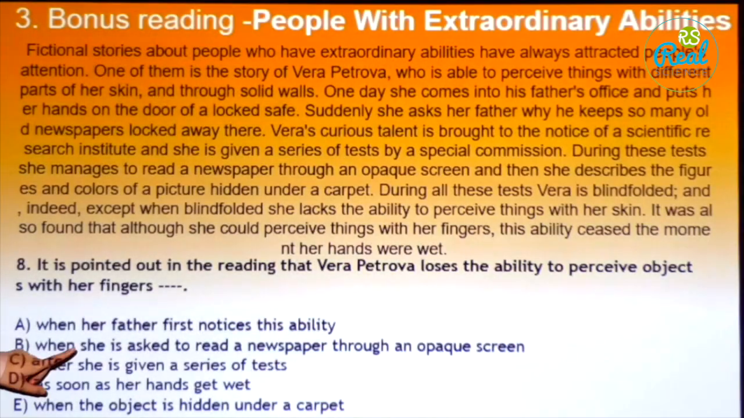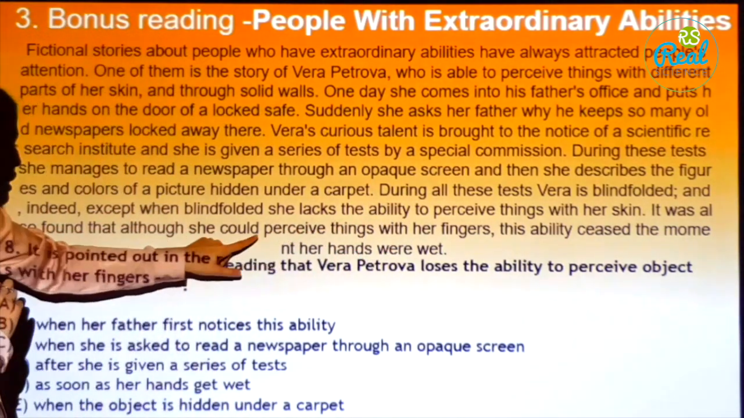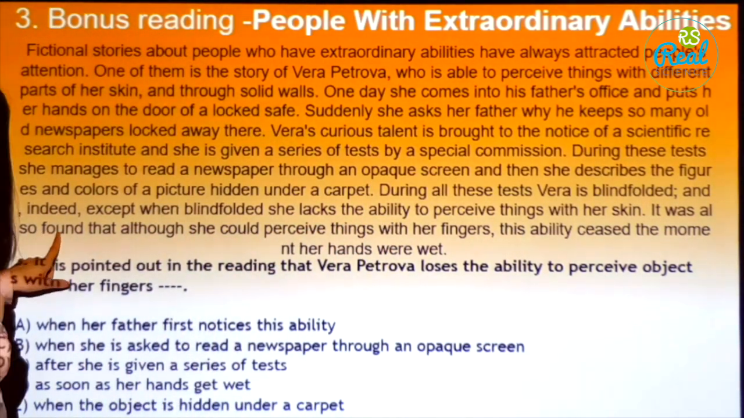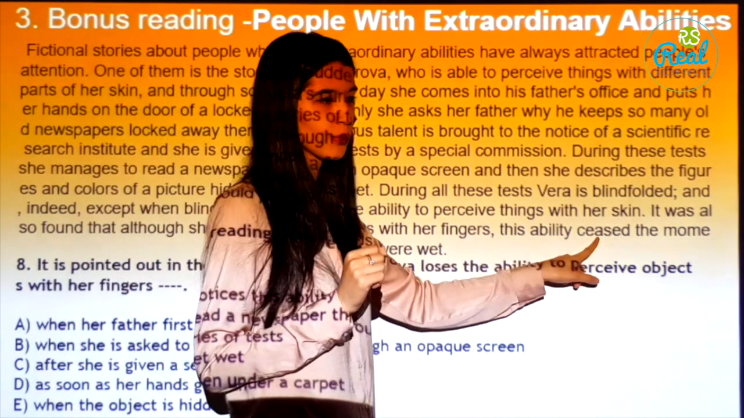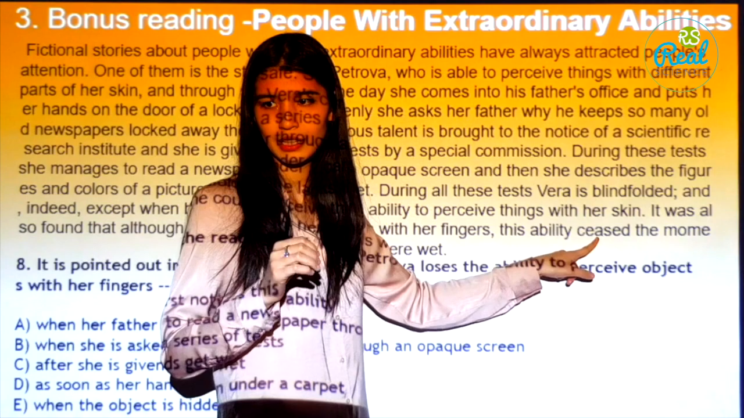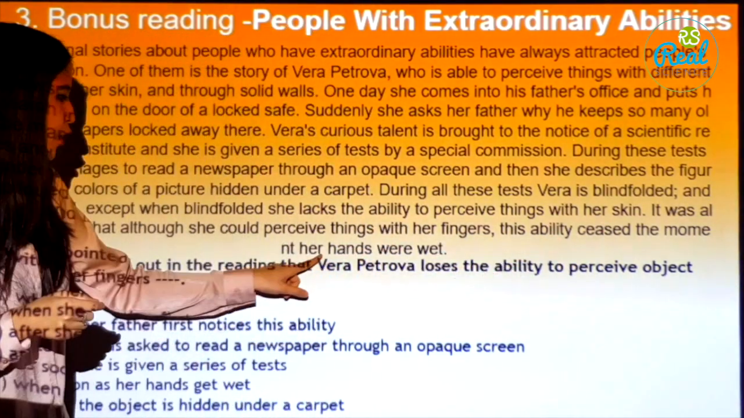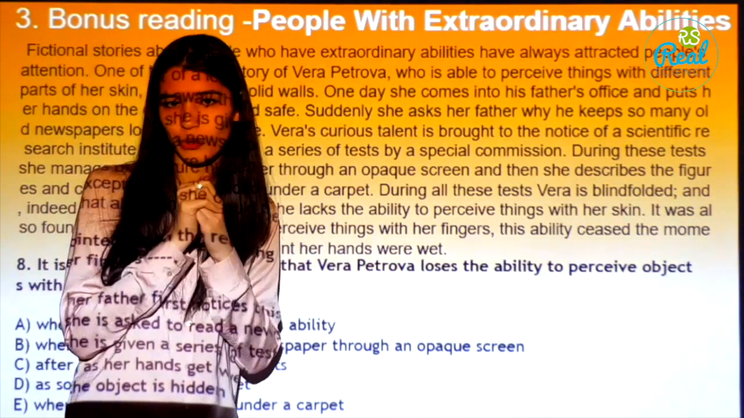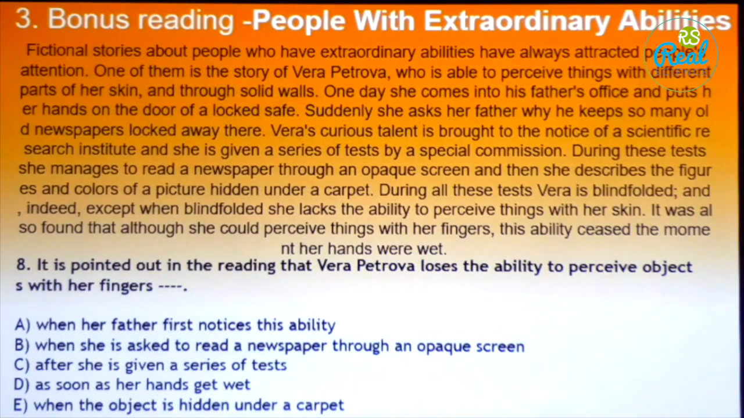Guys, when she's asked to read a newspaper through... no, it's not. It's incorrect. D. It's the ending. Look, it was also found that although she could perceive things with her fingers, this ability... What does the word "disappearing" mean? Yes, it was going away. It was disappearing the moment her hands were wet. So when her hands were wet, she couldn't perceive things with her fingers. So which answer is correct? D. Thank you.